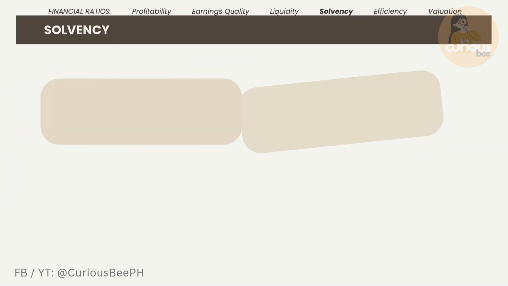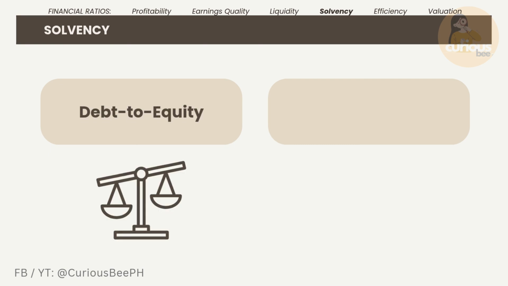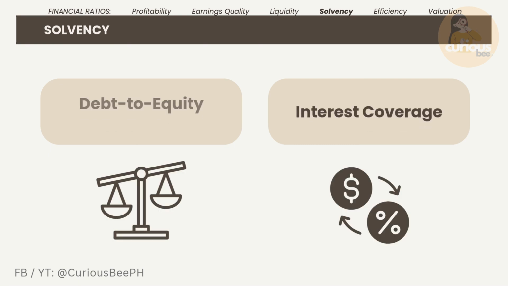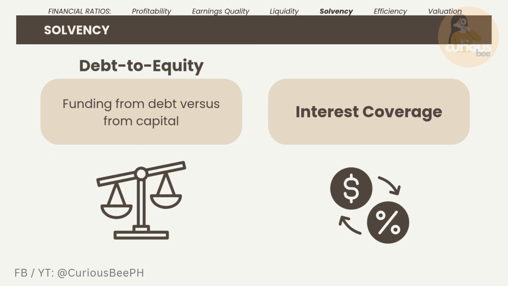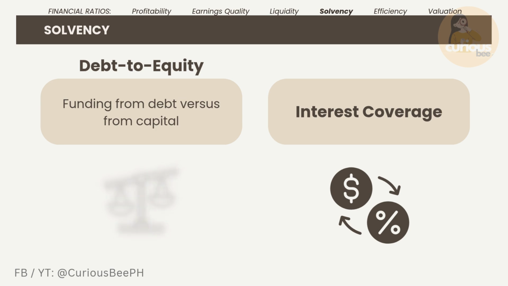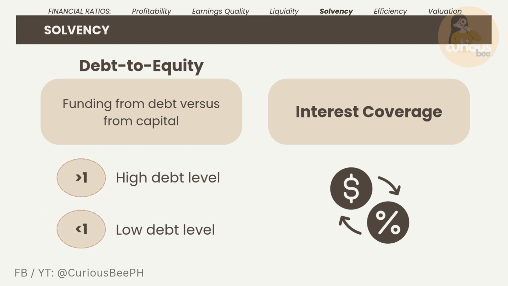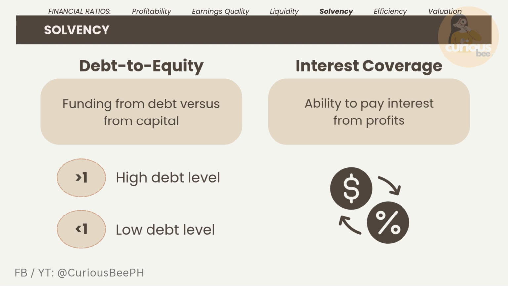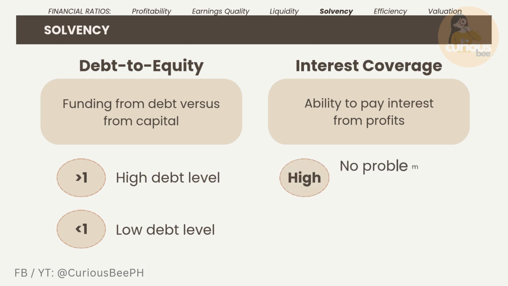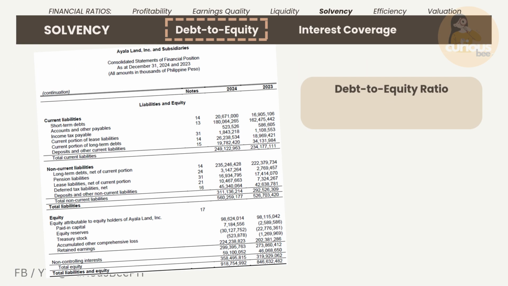The most common and easy-to-use solvency ratios are debt to equity and interest coverage. Debt to equity shows how much the company's operations are financed by debts versus funds put in for capital. A ratio higher than 1 means heavy reliance on debts, while a ratio lower than 1 means the company relies on its own capital. Interest coverage shows how many times its earnings can cover interest payments. A higher number means it is easy for the company to pay off interest, while a low number could indicate some struggle. The formula for debt-to-equity ratio is total debts divided by total equity.